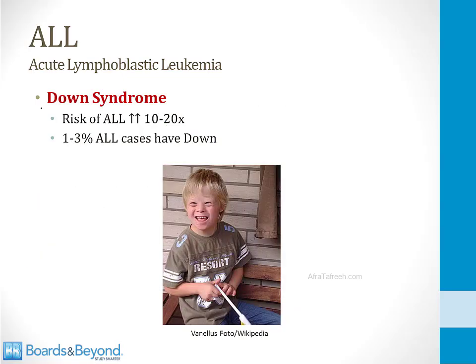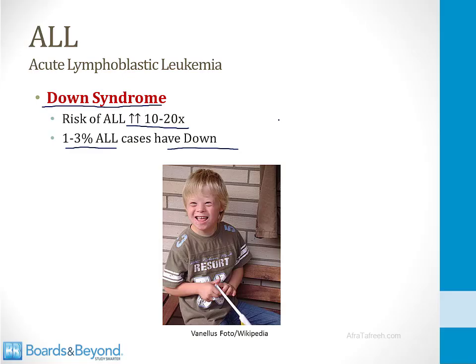You should be aware that the risk of acute lymphoblastic leukemia is significantly increased among children who have Down syndrome. The risk of ALL is 10 to 20 times higher among children with Down syndrome compared to children without, and 1 to 3% of ALL cases overall occur among children who have Down syndrome.